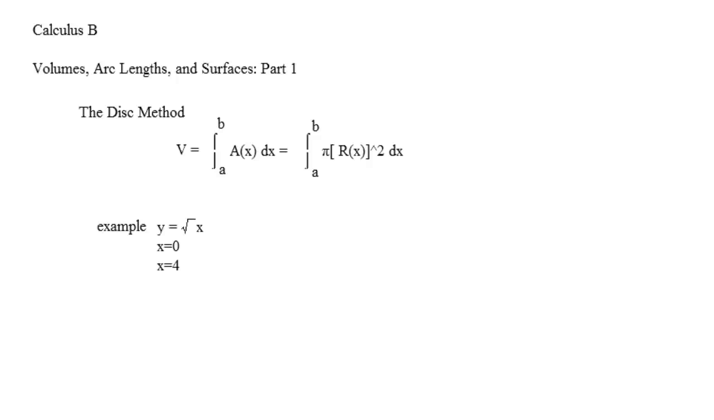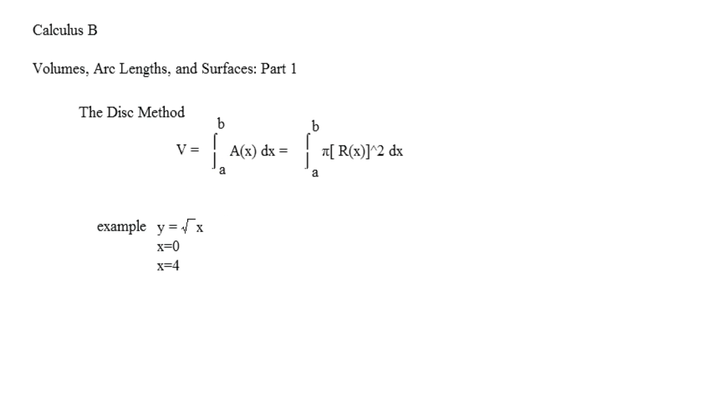So, welcome to the first part of talking about volumes, arc lengths, and surfaces. Okay, the first method we're going to talk about is the infamous disk method. Now the disk method is actually thinking about doing a rotation about a fixed axis, and then breaking that object up into all of the disks that make up the actual shape, and you can actually work with it.